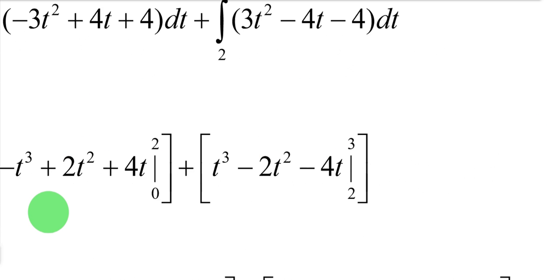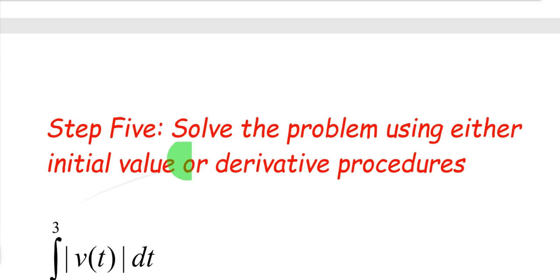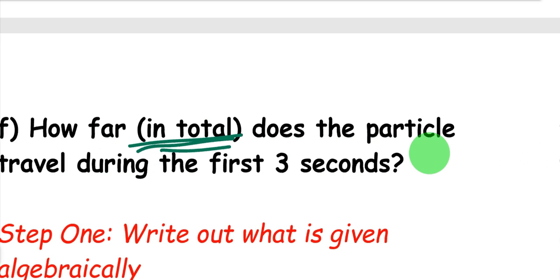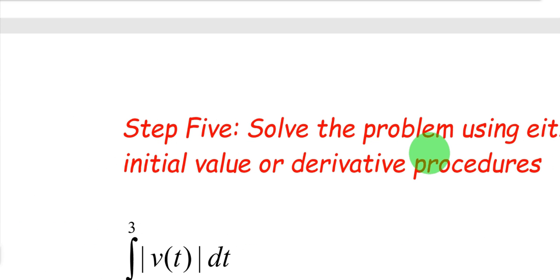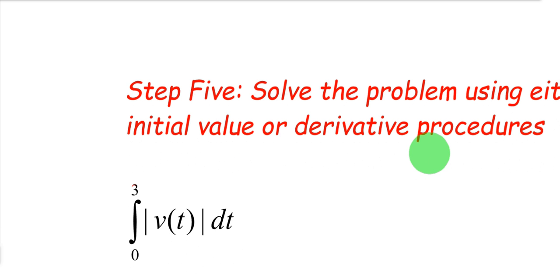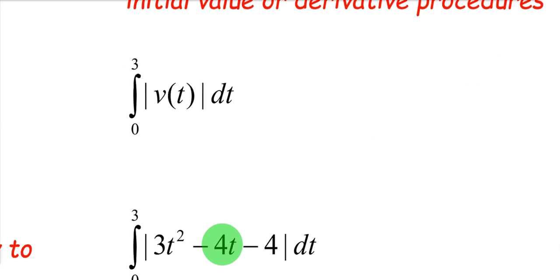Okay, so the next step is to solve the problem using either initial value or derivative procedures. Now from parts A through E, you've already seen that we've figured out the velocity equation by taking the antiderivative of acceleration and using the initial velocity to figure out the equation for velocity. And we got this, 3t squared minus 4t minus 4. So that is our velocity equation. But we want to integrate the absolute value of that because the absolute value of velocity is speed. And we want to integrate it from 0 to 3. That will give us the total distance traveled from 0 to 3.